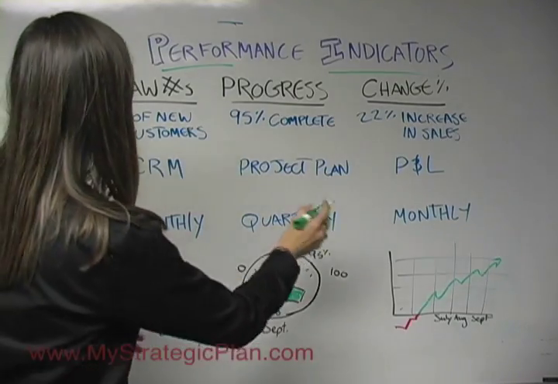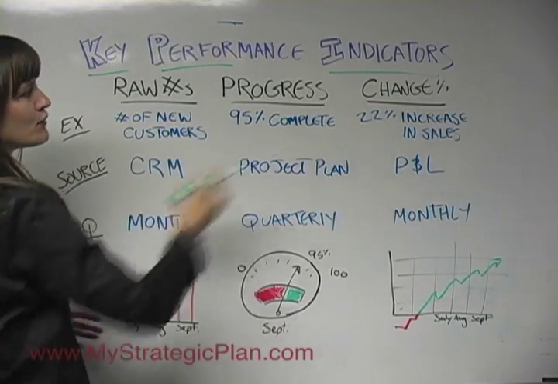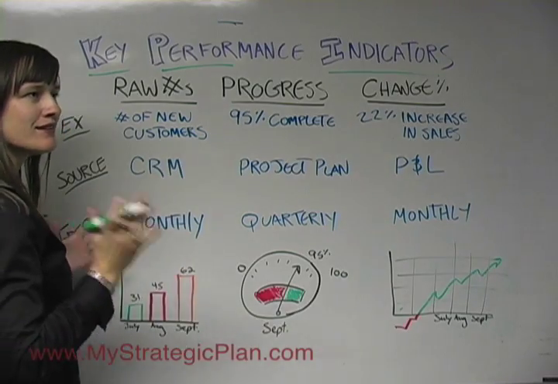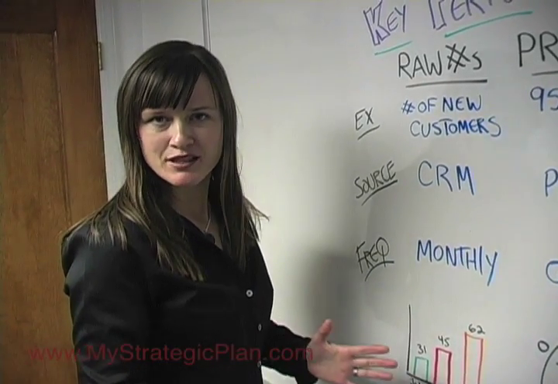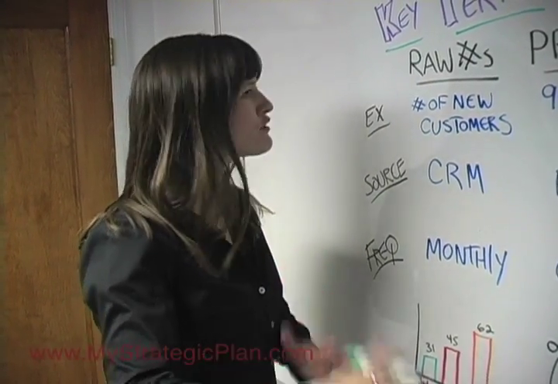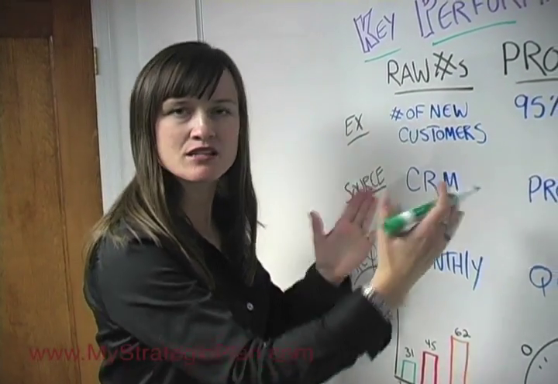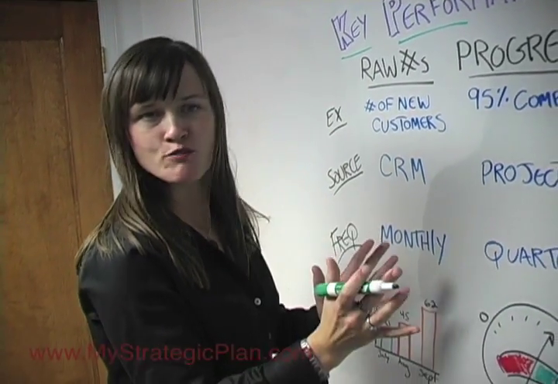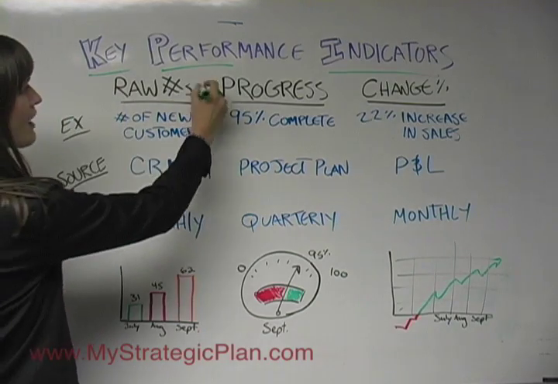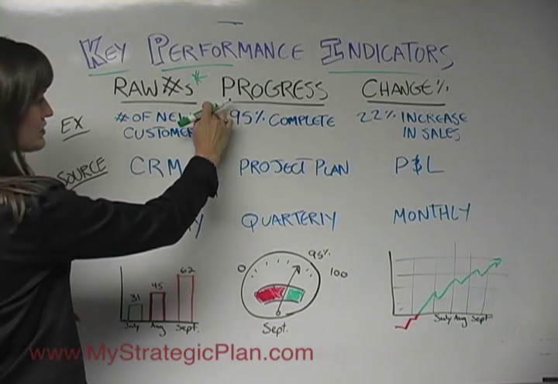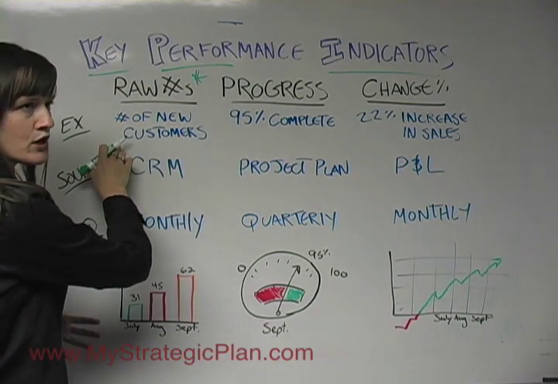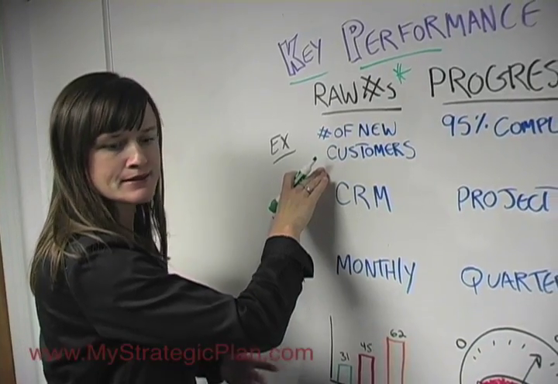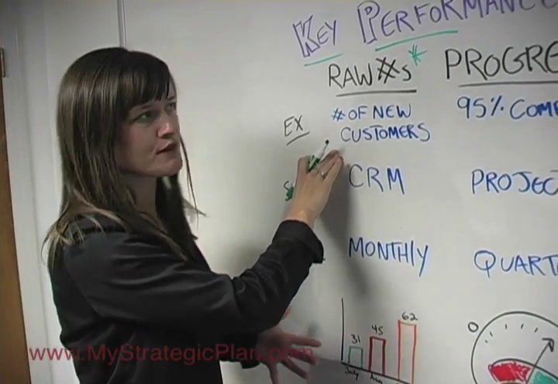So, with that in mind, there are 3 types of key performance indicators. This is a layman's view of key performance indicators and measures and metrics. There are hundreds of other types, but these are just some basic ways to think about how to find your measures. One is just picking raw numbers. As an example, number of new customers, number of complaints, number of products sold, that type of thing.